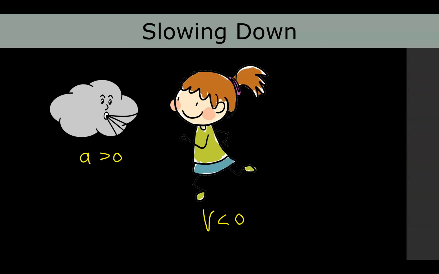Maybe we can simplify that. If the sign of velocity and acceleration are the same, that would be speeding up. If the sign of velocity and acceleration are opposite, that would refer to slowing down.